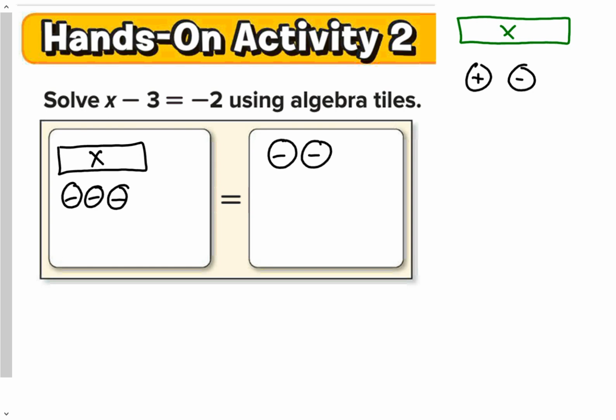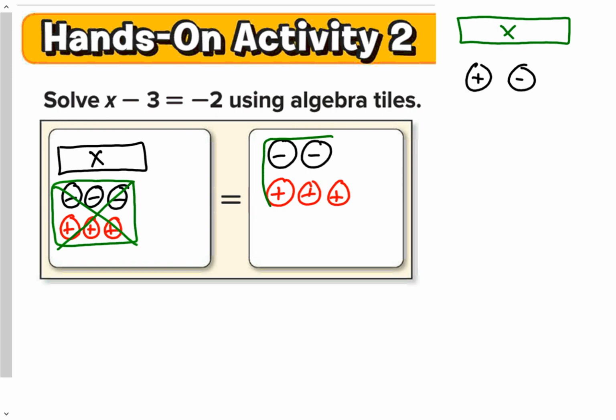When we're looking at the x here, we see that x is on the same side as 3 negatives. So to get rid of having 3 negatives, we want to add 0 pairs to it so that they cancel out. Now in an equation mat, we have to make sure that whatever we do to the left, we also have to do to the right. So if I add 3 positive chips to the left, I have to add 3 positive chips to the right. Now we can see that these 0 pairs cancel out, and these 0 pairs cancel out.